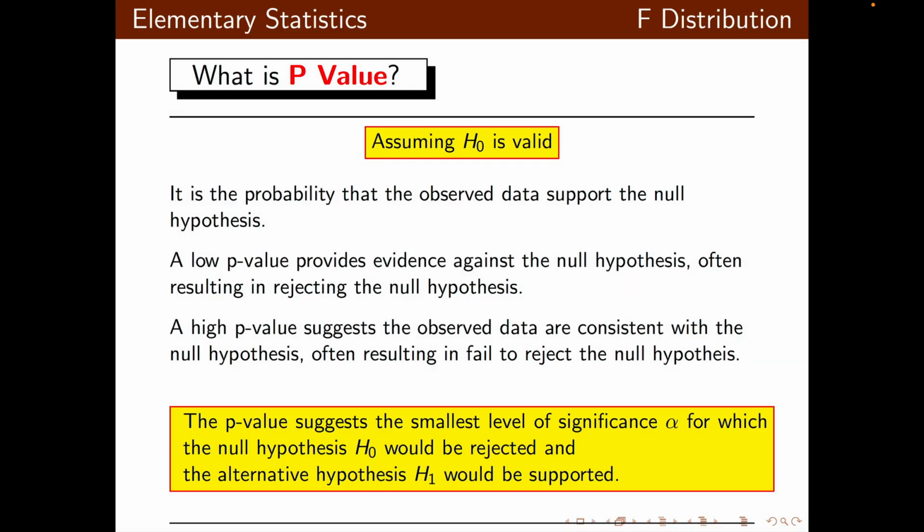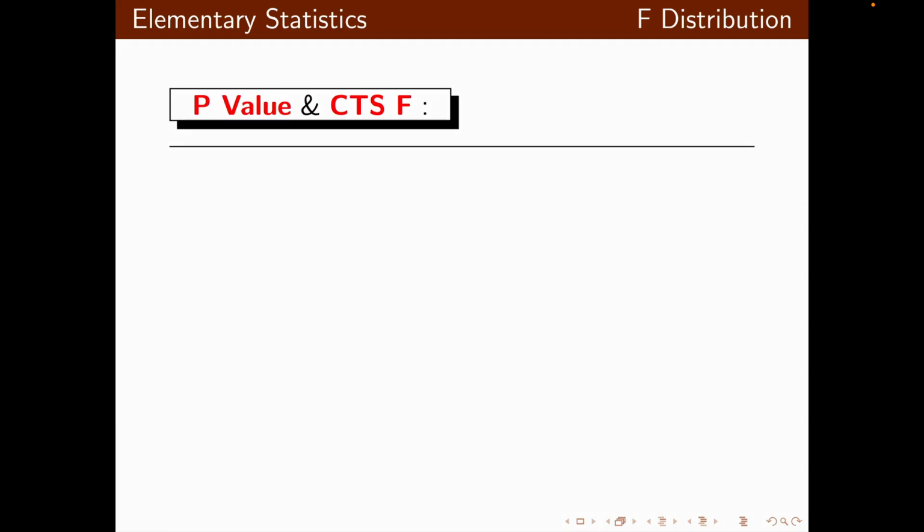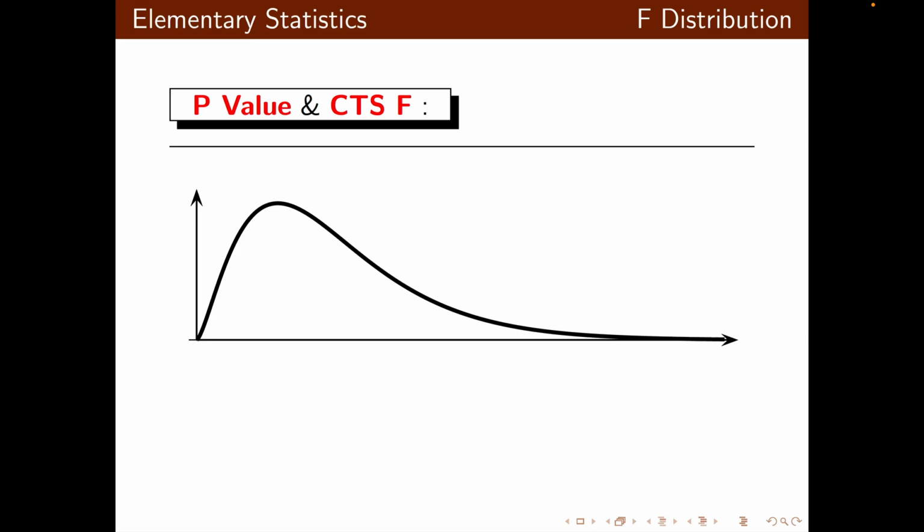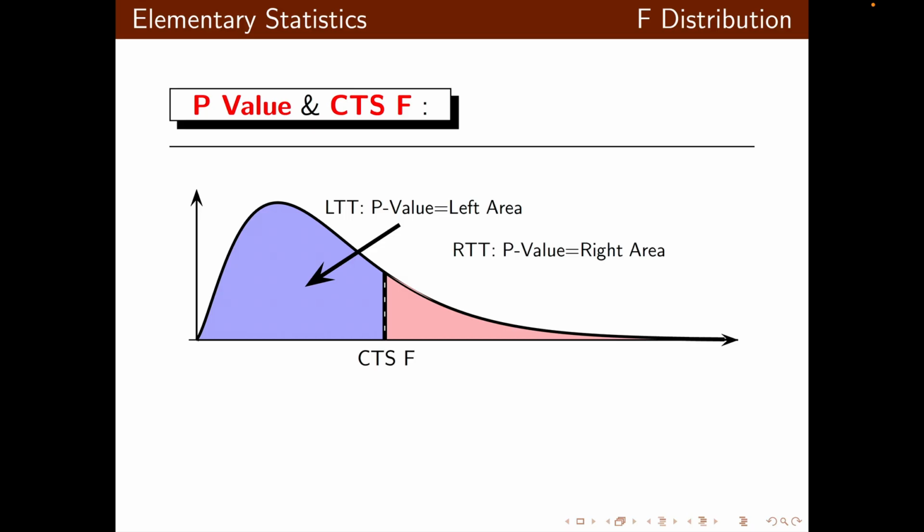Now let's look at p-value and the computed test statistic F. Now this is our F distribution curve. That's our CTS F. We can find the right area. We can find the left area. The left area will be the p-value if it's a left tail test. And for the right tail test, the right area will be the p-value.